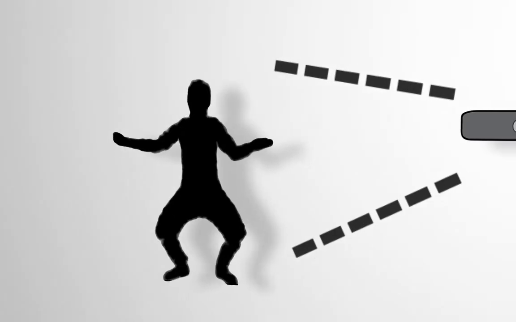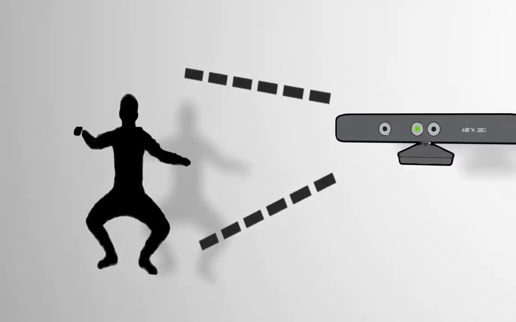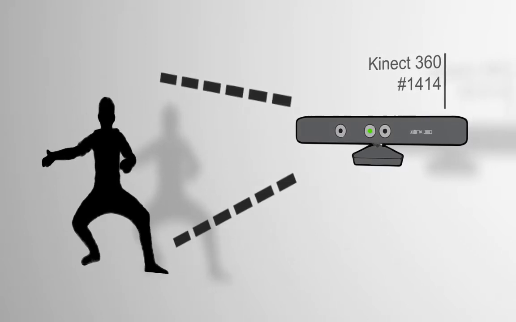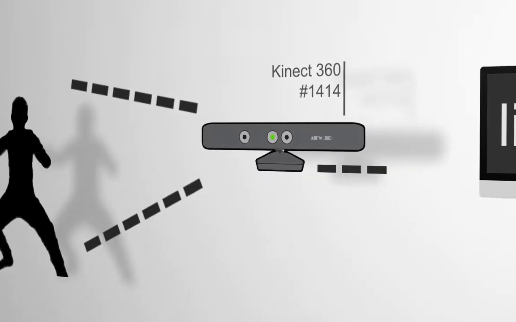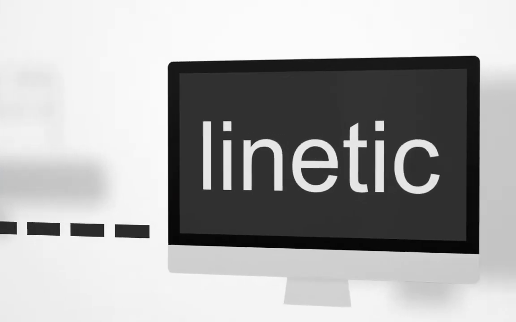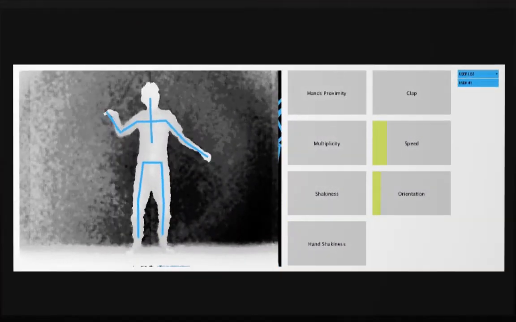Let's see how the project works. First, you need a person to analyze. Second, you need a motion sensing camera to record that person. In this project, we use the Kinect 360 by Microsoft. The Kinect is plugged to the Linetic server, which is the part of the project that analyzes the movements.